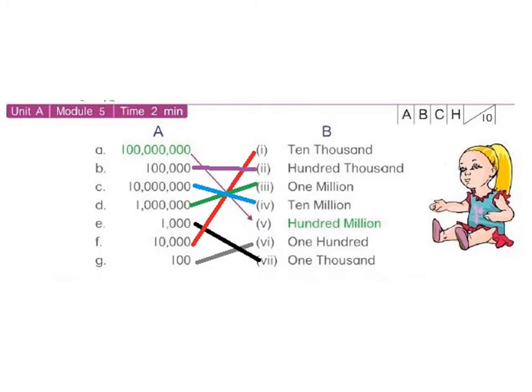So here are the answers. Question number B is 100,000. Number C is 10 million. Number D is 1 million. E is 1000, F is 10,000 and G is 100. I hope you understood this. Let's move on to the next section.